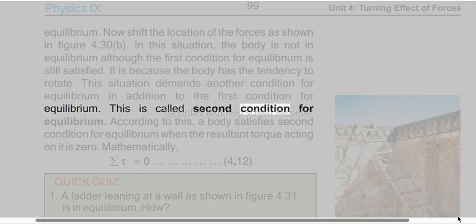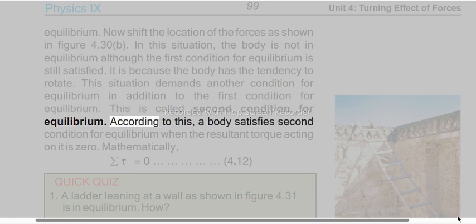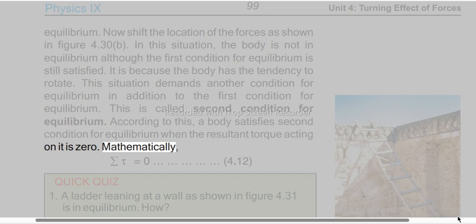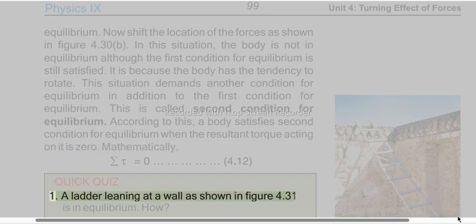This is called second condition for equilibrium. According to this, a body satisfies second condition for equilibrium when the resultant torque acting on it is zero. Mathematically. Quick quiz 1. A ladder leaning at a wall as shown in figure 4.31 is in equilibrium.